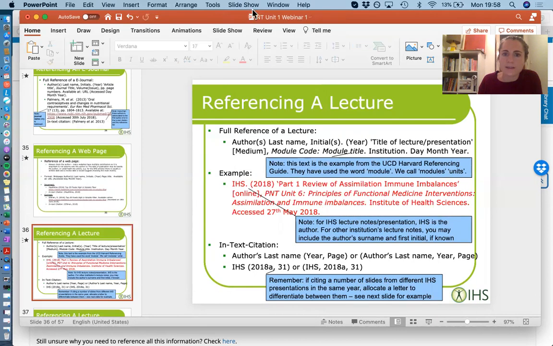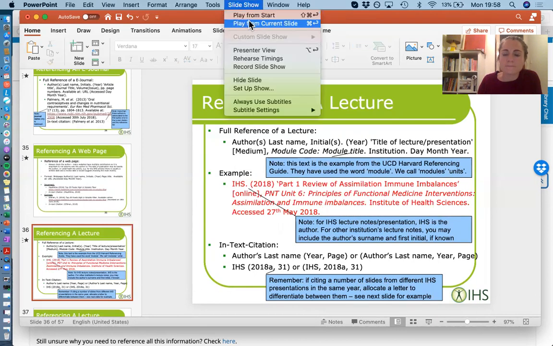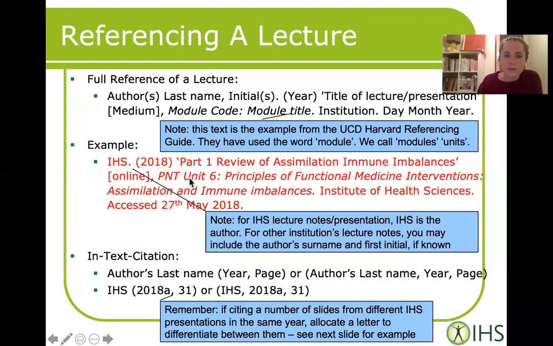And this is how we ask you to reference it. So it's the author's last name and initials, the year of publication, the title of the lecture presentation, the medium, module code, module title, institution, day, month, year. So this is how we ask you to do it. It's slightly different to what UCD says, but you can just follow.